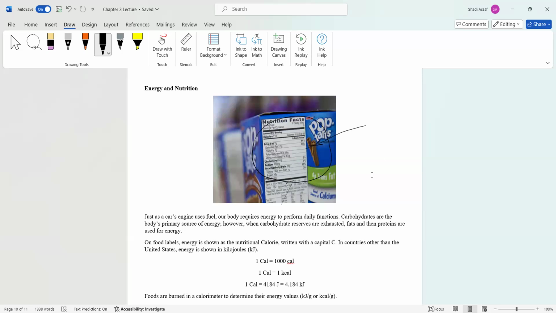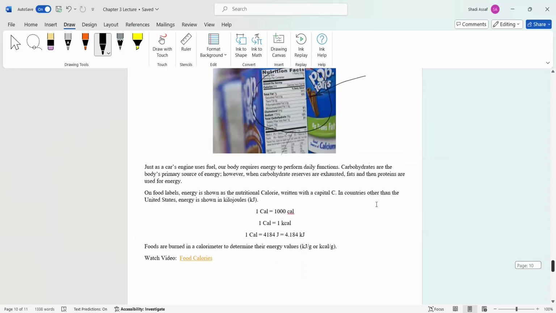So we need to be aware of one thing before we jump to the practice here, is that on food labels, energy is shown in the nutritional calorie, which is written with a capital C. So capital C is simply 1,000 calories, and it's the same as kcal. Sometimes in Europe, they use kcal instead of capital C. And 1 kcal, or 1,000 calories, is equal to 4,184 joules, which is 4.184 kilojoules.